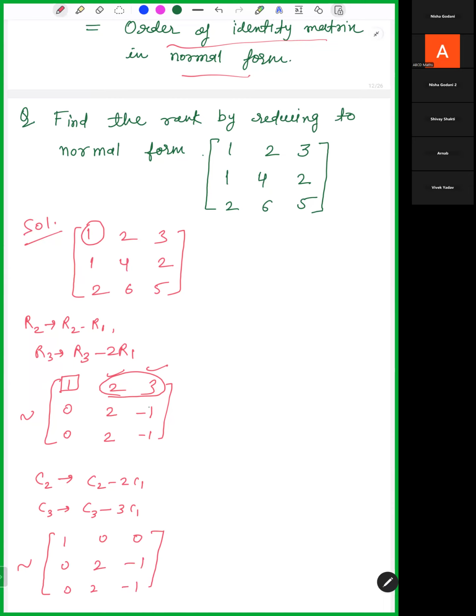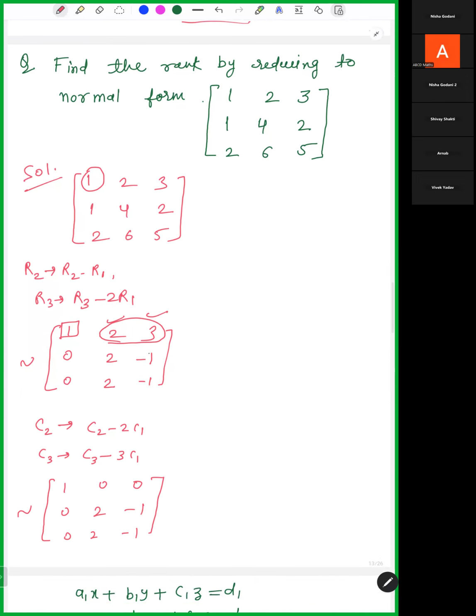Is it okay to all till this step? Okay. Now what to do? You must have one here. So what can you do for that one? Can you tell me what to do to make this 2 as 1?